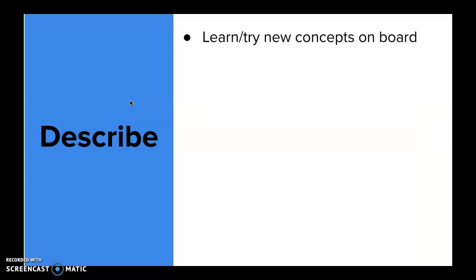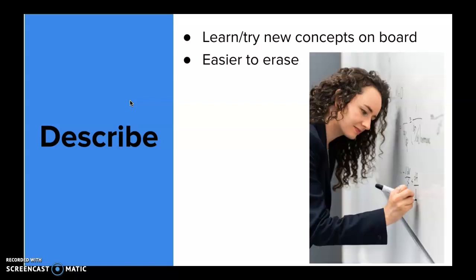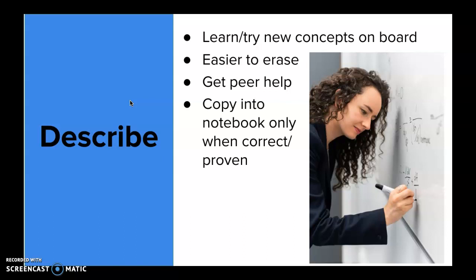So here's how it works. We try new concepts and they use the whiteboards first. The whiteboards are easy to erase and it's easy to wipe the slate clean in one sense. Peers can help one another, and once the problem is perfected, it can get copied into their notebook. In this sense, the notebooks become references with exemplars.